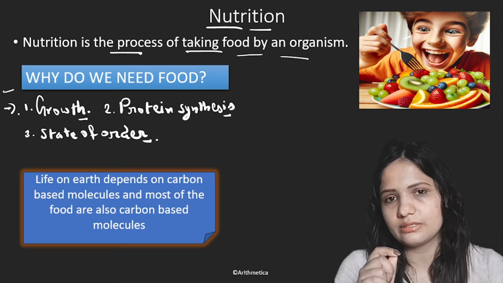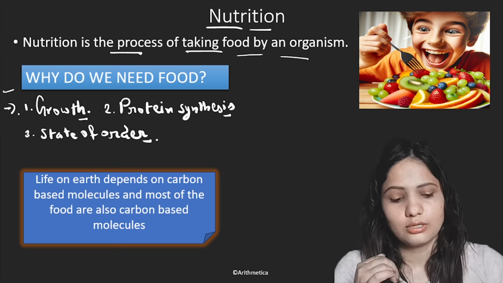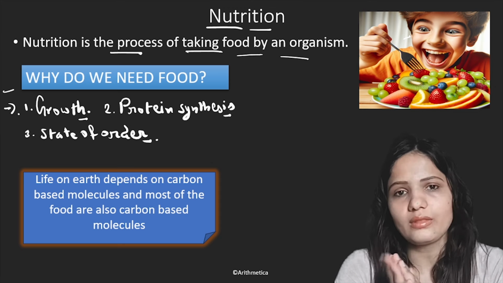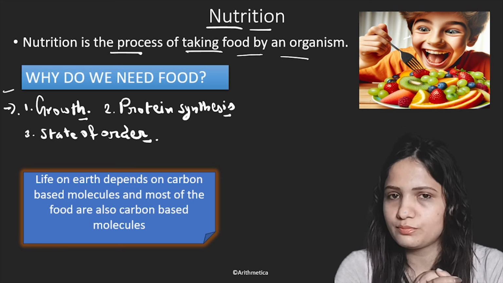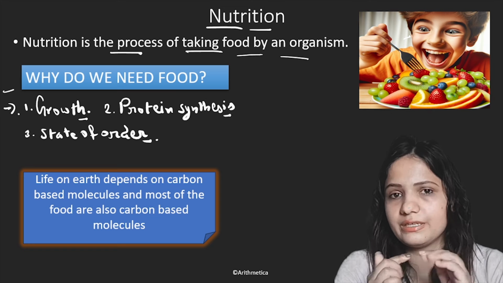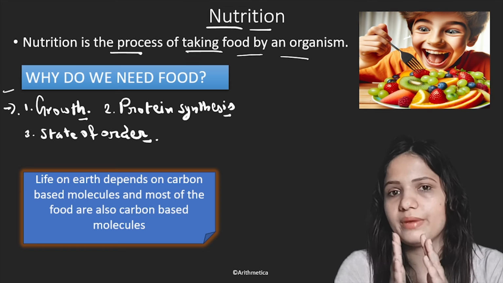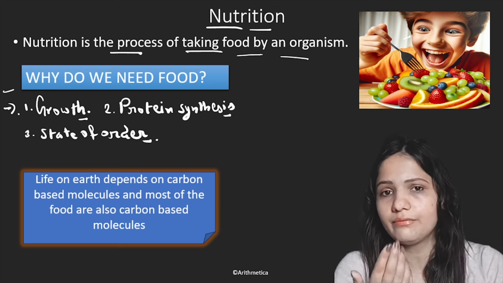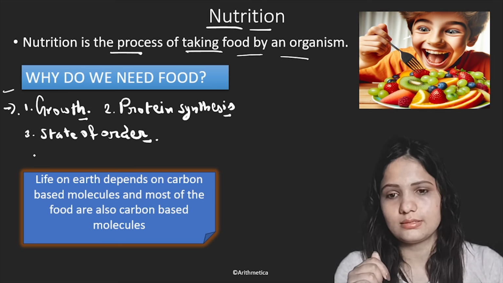Every organism's body has to maintain a state of order, as so many processes are happening in the body of a living organism. To maintain those processes we need food. A state of order is maintained for each process, and this state of order is maintained due to food. We need food for this maintenance of the state of order. This is the third reason.